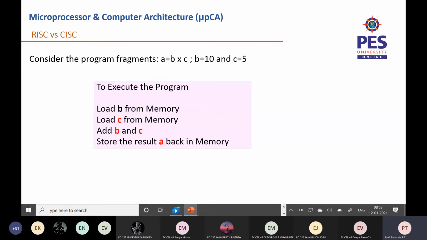Now consider the program fragment. I'll take one example here, and obviously this is from the high level language: A = B * C. I mean B and C are multiplied and the result will be stored in A. So there are three variables here. Before executing, we are giving the values B = 10 and C = 5. To execute the program, what do we have to do here?